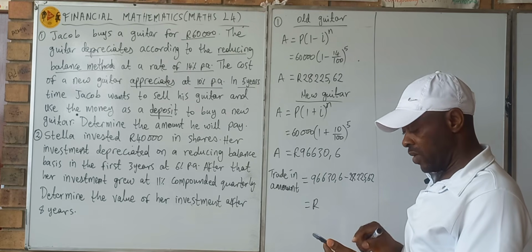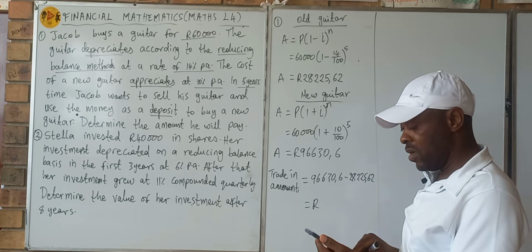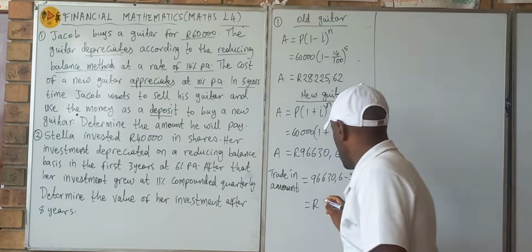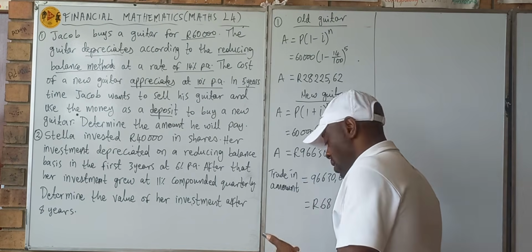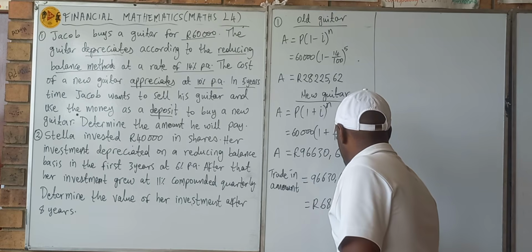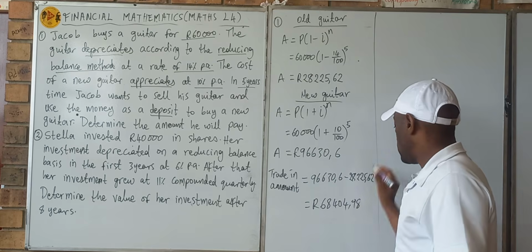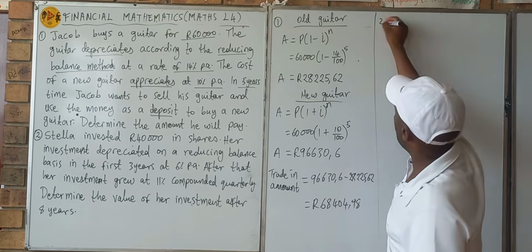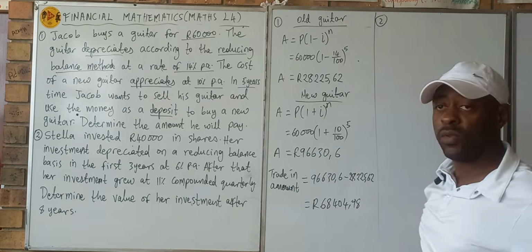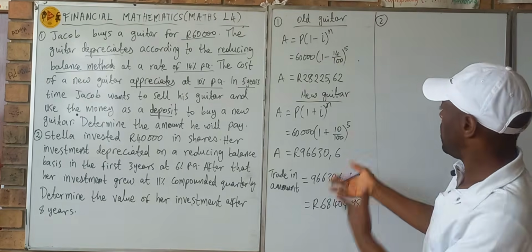28,225. There's a mistake there. 225.62. Yes, it's okay now. So the new guitar will be paid for 68,404.98 cents. So that is how we expect you to handle this kind of problems of the trade-off.